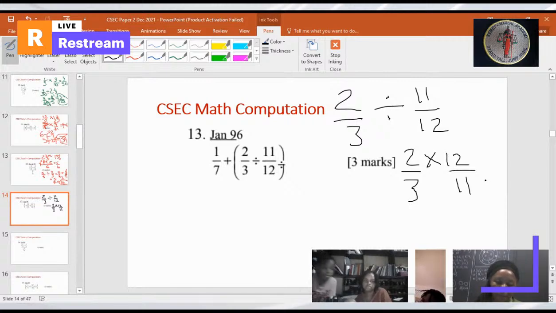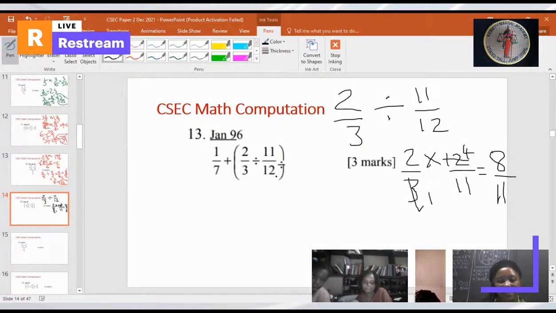Yes, miss. 3 can go into 12, right? Yes, it can. 3 into 3 goes 1 time, and 3 into 12 goes 4 times. So that gives 4 over 8 times 1 over 11. 1 times 11 is 11, miss. So it's 8 over 11. All right, so that's the answer for here.